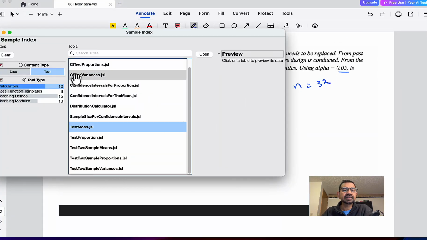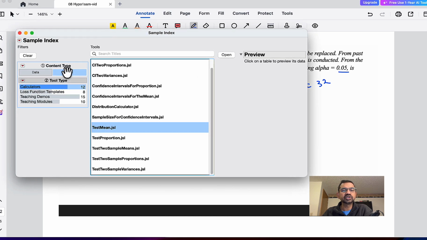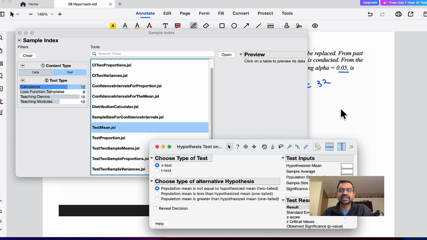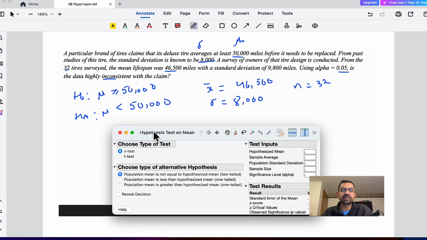To conduct the test, we again go to our calculators in JMP, which is from the sample index, then clicking on tools and then calculators. But instead of looking at the distribution calculator, we will look at the test mean JSL calculator. This question asks us, do we have raw data or summary stats? The difference is if we have raw data, then JMP will calculate for us the sample mean as well as the sample standard deviation. But in this case, we have summary stats because we are given the postulated values of the population. So we can now apply these.